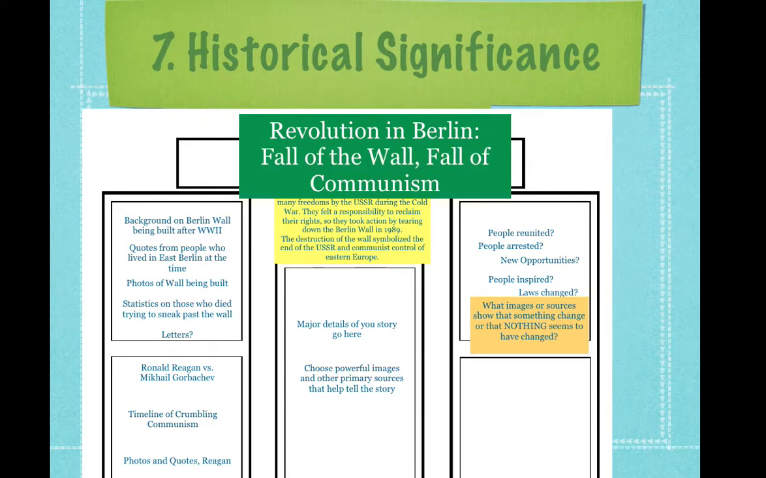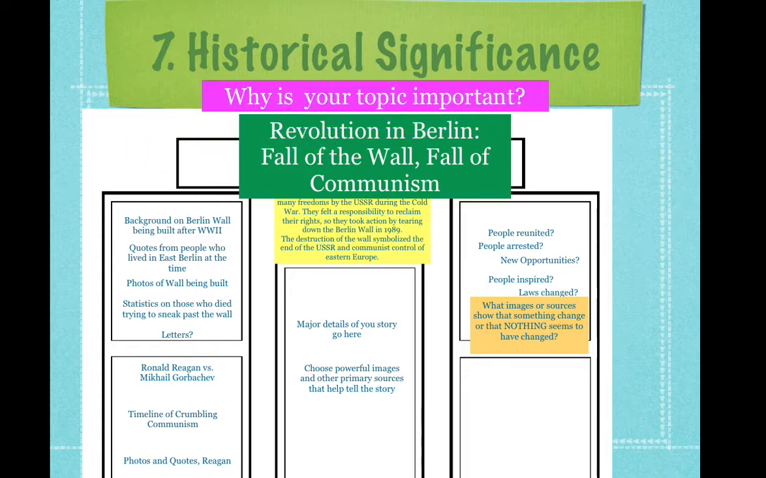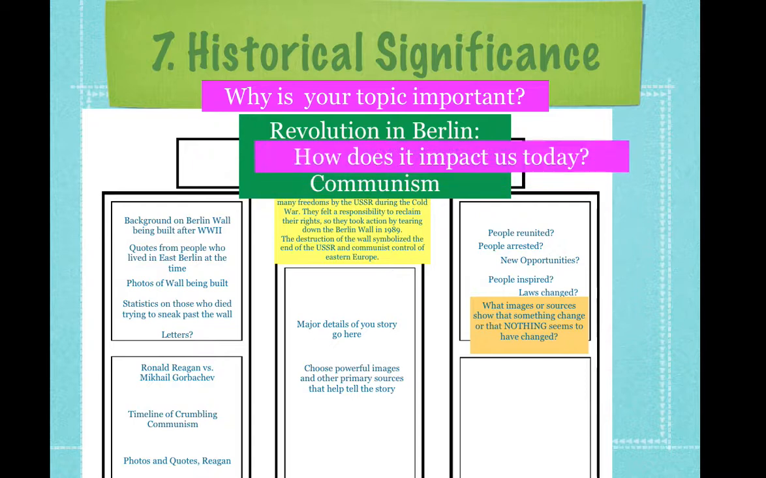Finally is your historical significance. This is where you show us why your topic is important. You tell us how it is impacting us today, if at all possible. What do you really want me to take away from your project? What's a final parting thought? This is the conclusion of your project. Don't leave this off. It needs to be there.